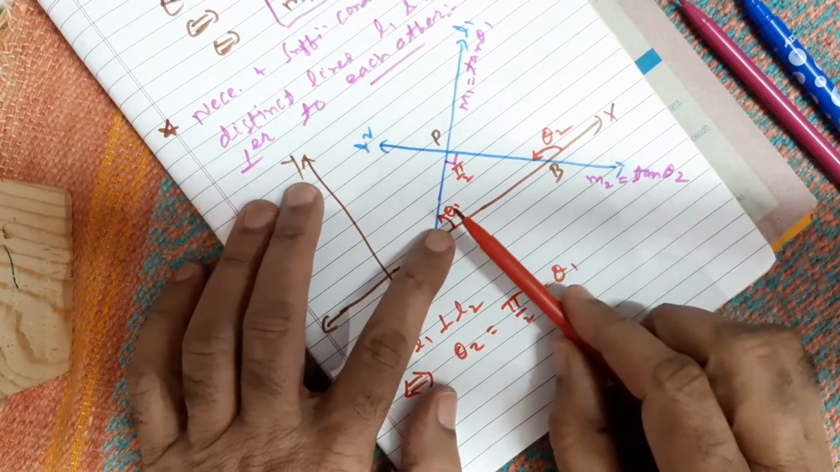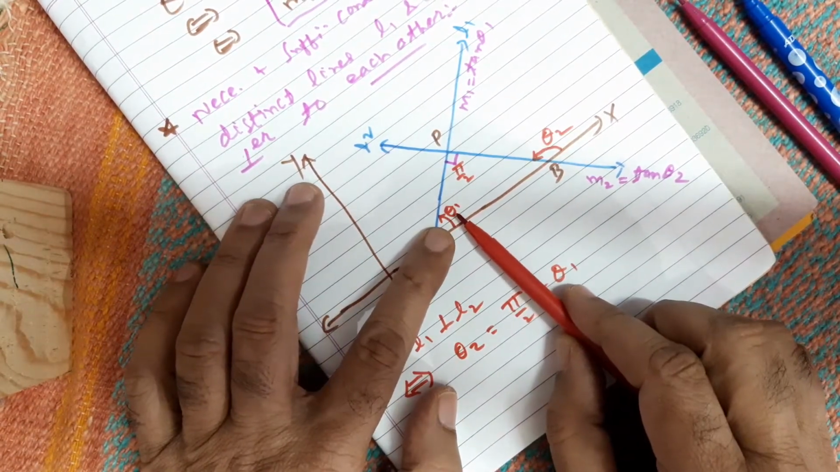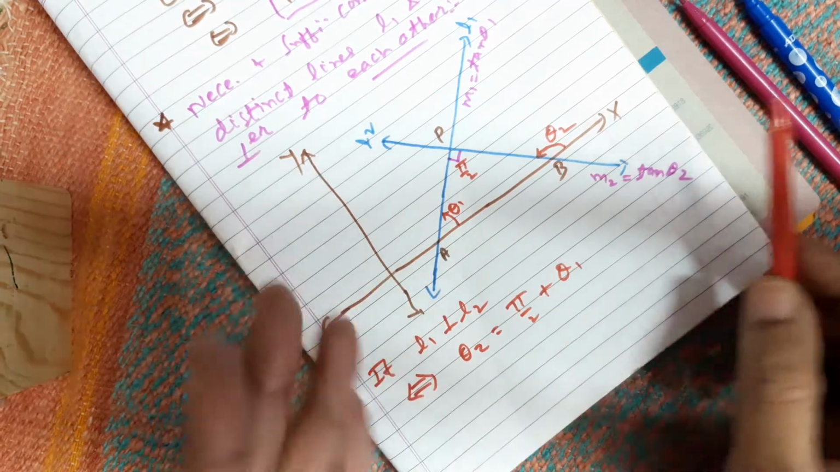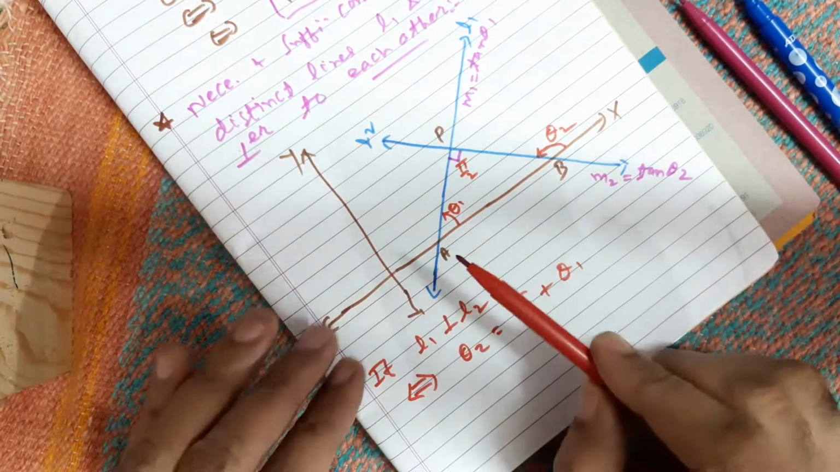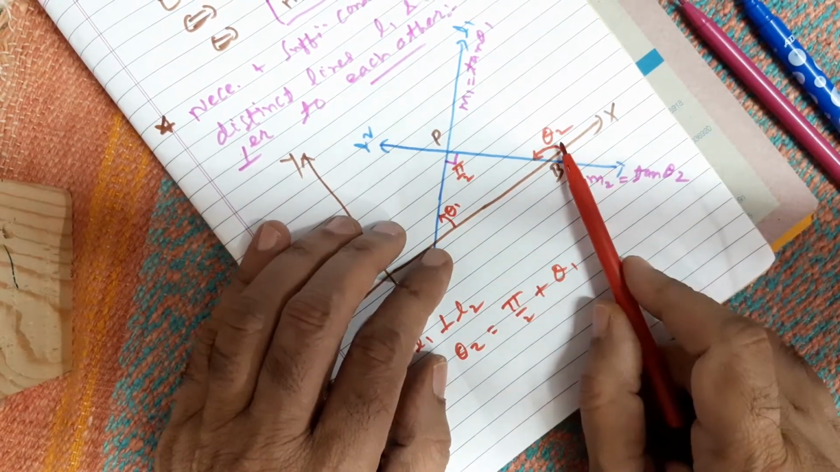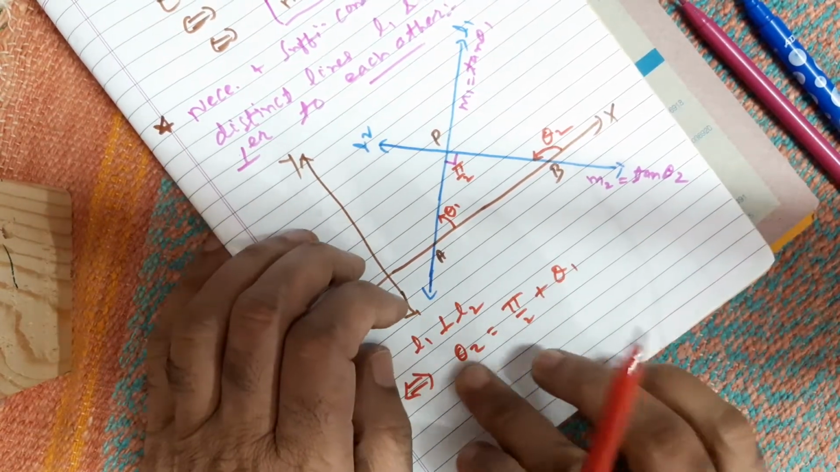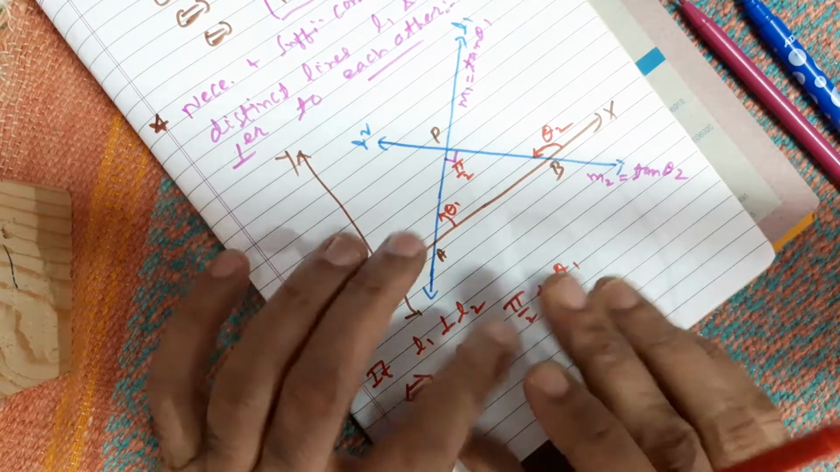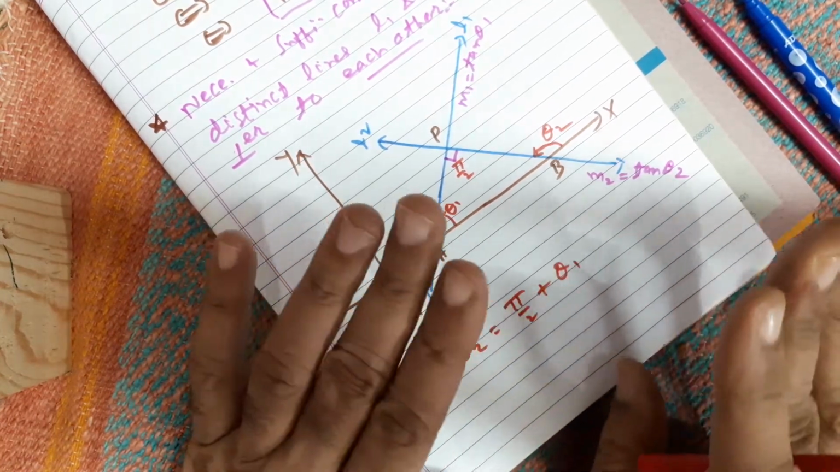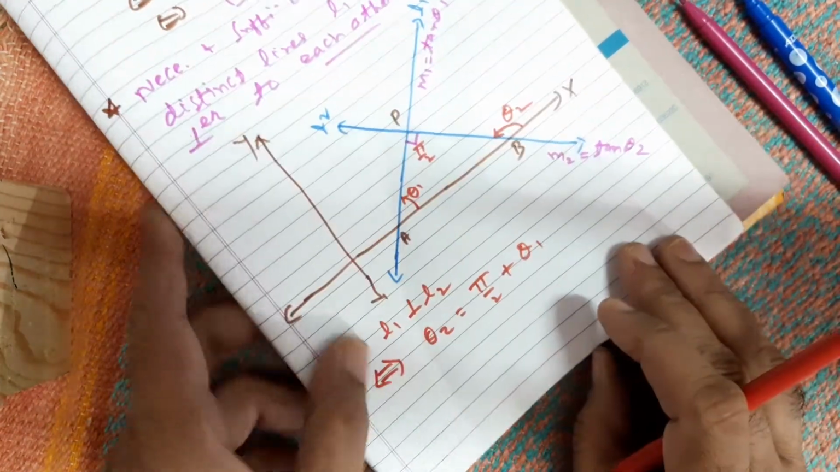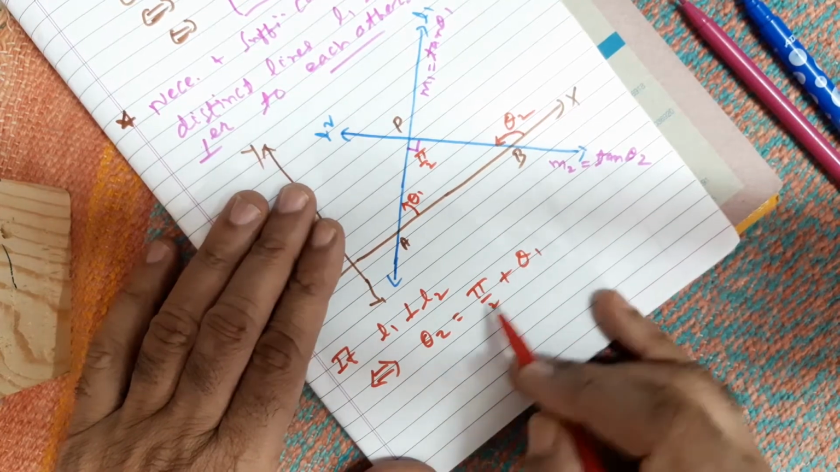So right now theta 1 is acute and theta 2 is obtuse, but we can interchange it. It is possible that theta 1 is obtuse and theta 2 is acute, no issue, no problem. Only theta 1, theta 2 interchange, but the final condition will be the same. We are going to derive. So, this is the result.